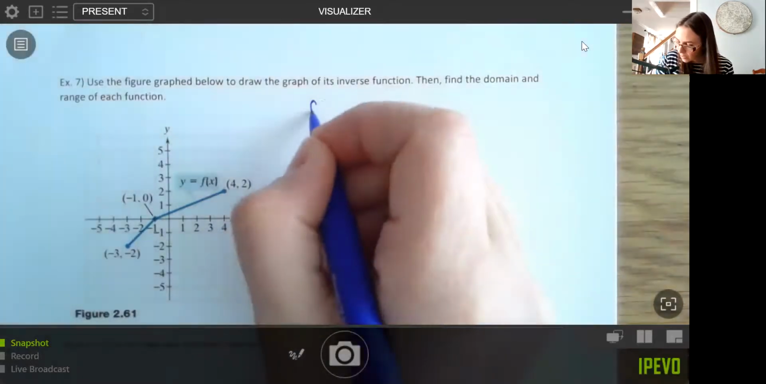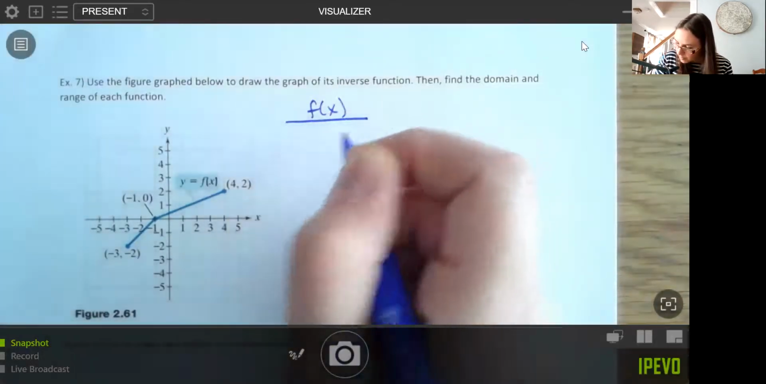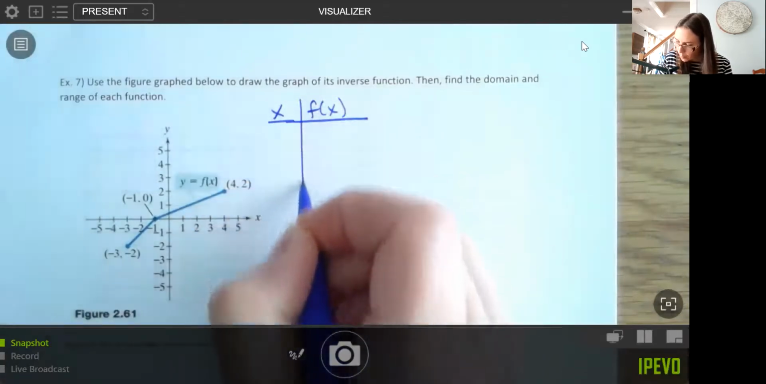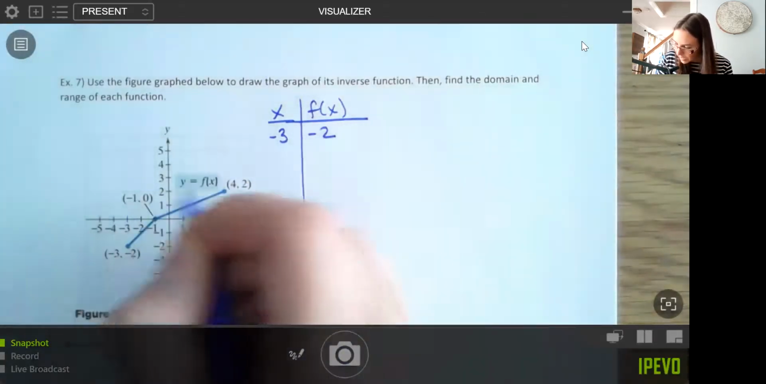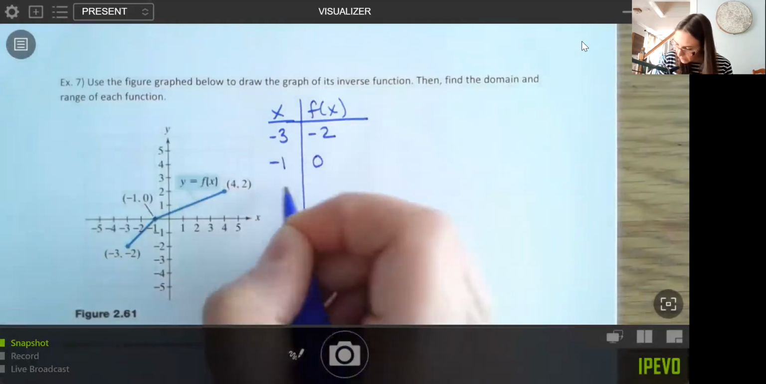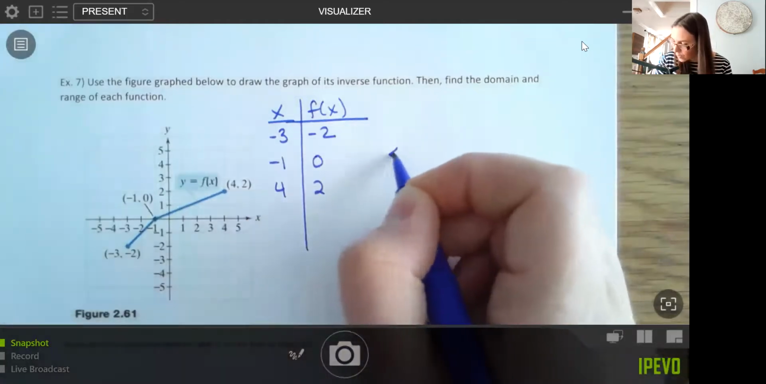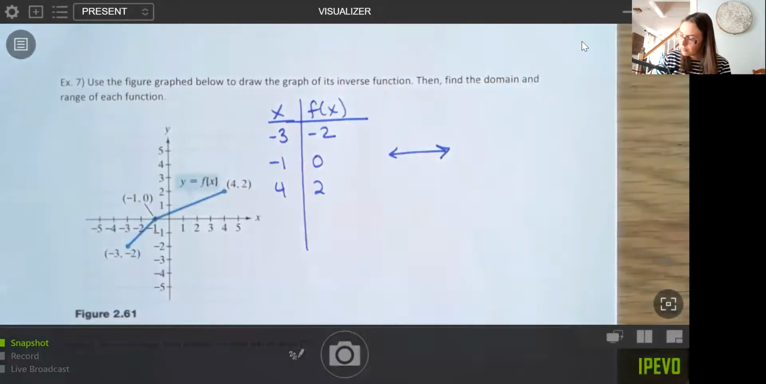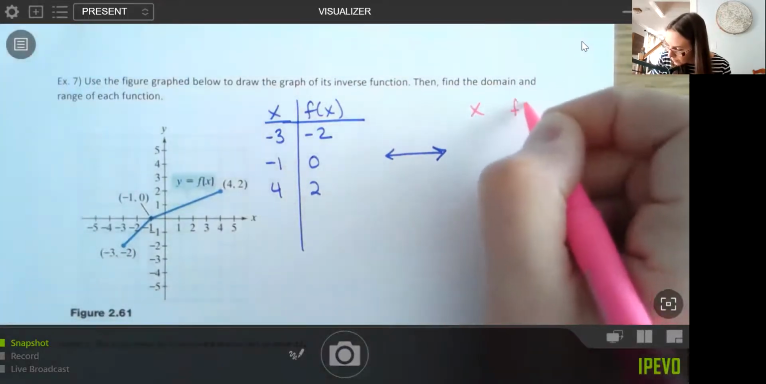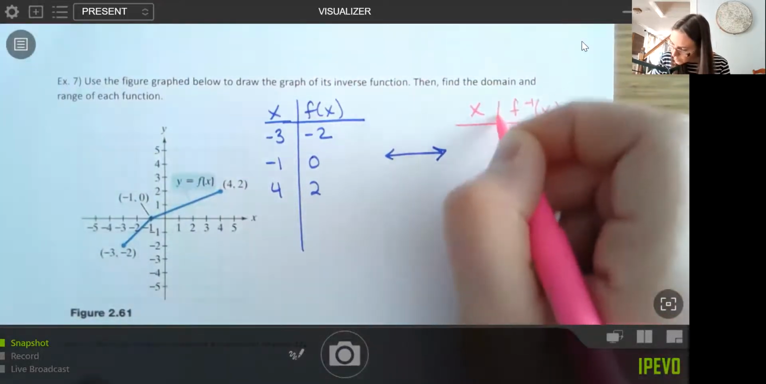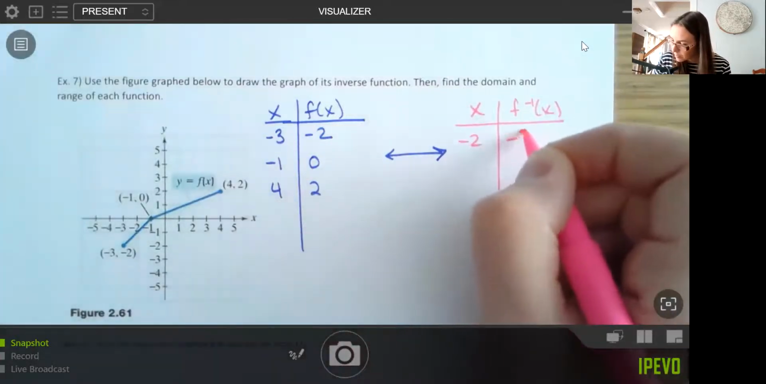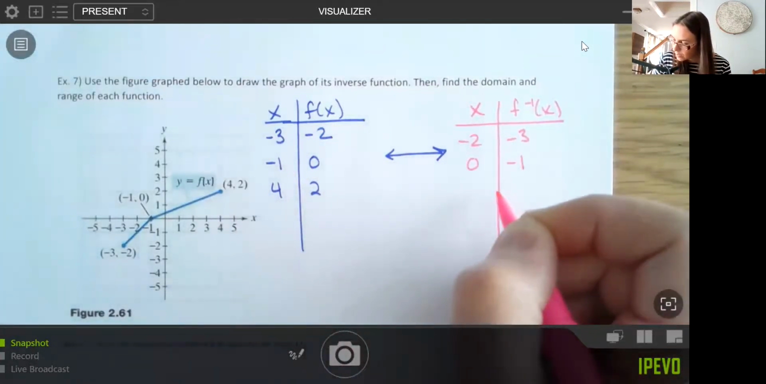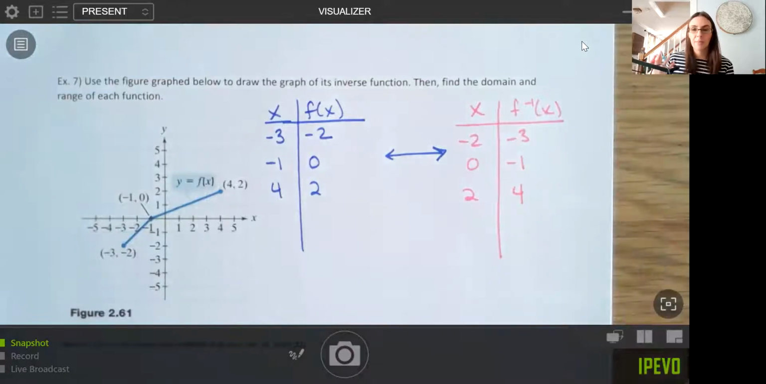So for my function here, I'm just going to make a little table. I'm going to note my points. So I have the points (-3, -2), (0, -1), and (4, 2). So for your inverse, let's use a different color. You're going to get that swapping. So here it's going to be (-2, -3), (-1, 0), and (2, 4). And then you're going to follow the same shape. So everything here are line segments, so I'm going to copy that shape.